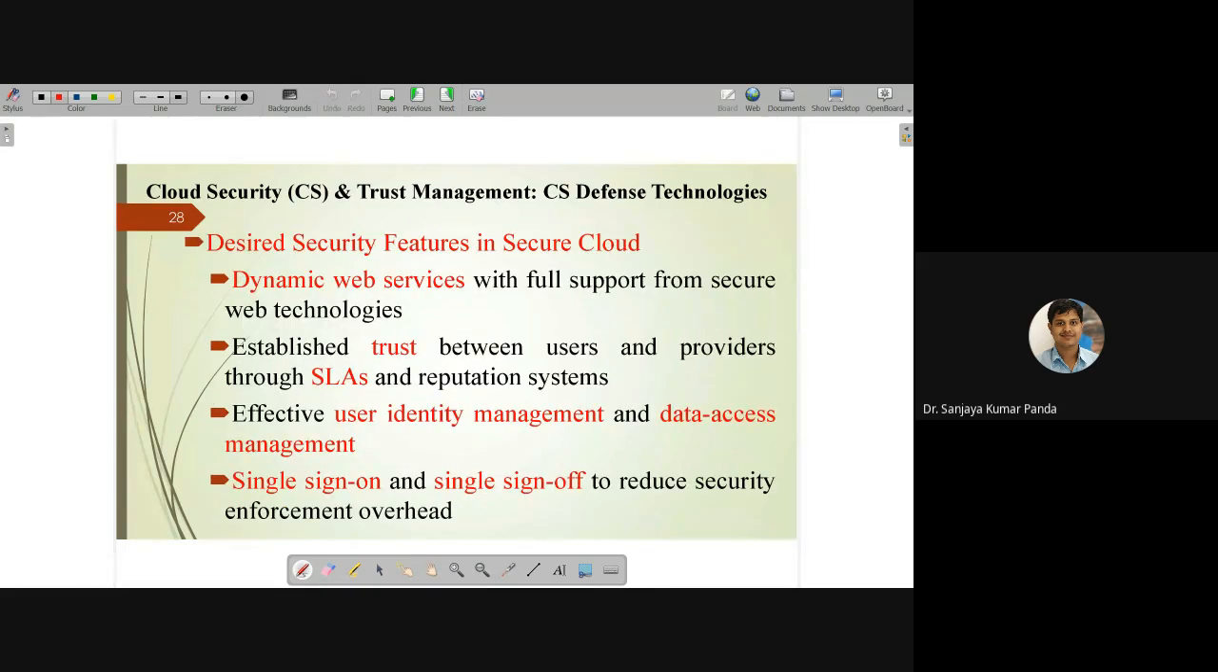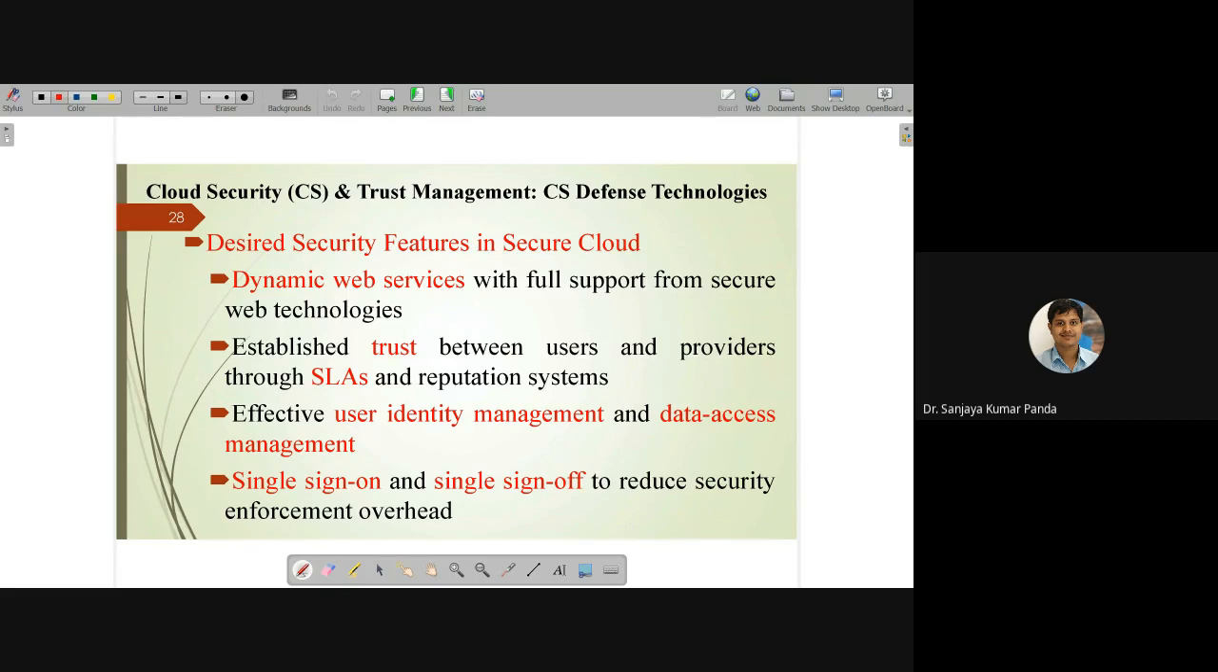These are some of the desired security features in the secure cloud. I'm not going into details because you can read this, it is very clear, like single sign-on. Like in the Google account also, if you go to your manage account, you can get a single sign-out option. You can sign out from all the devices. If you click the option, then all the devices where you have logged into your Gmail will be signed out, right? Similarly, dynamic web service with full support from secure web technologies, establishing trust between the user and provider through a service level agreement. If you provide detailed highlights on security in the SLA, then definitely your user will be interested to opt for your services by looking into these terms and conditions.